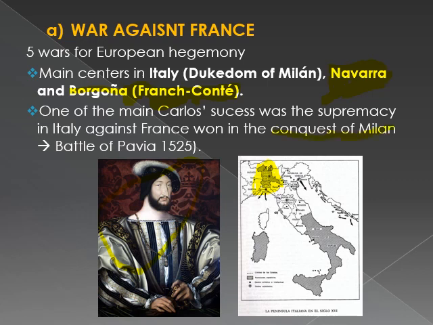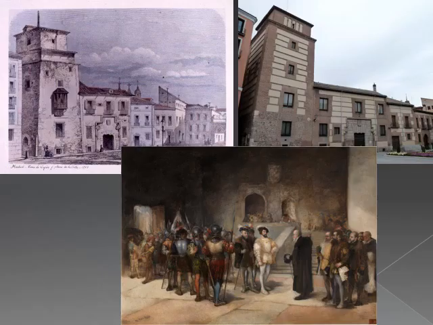Carlos V is going to conquer Milan in the Battle of Pavia, after the Battle of Pavia in 1525. And well, this battle is going to be very important for one fact. Not only the defeat of France, but the anecdote of capturing the main king, even the king.